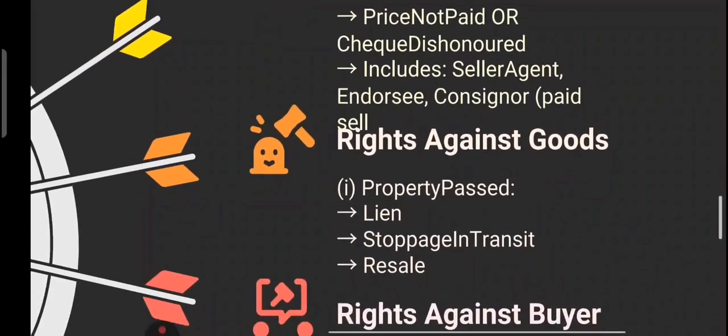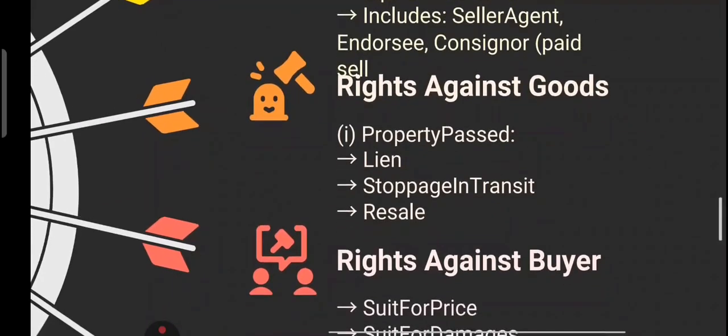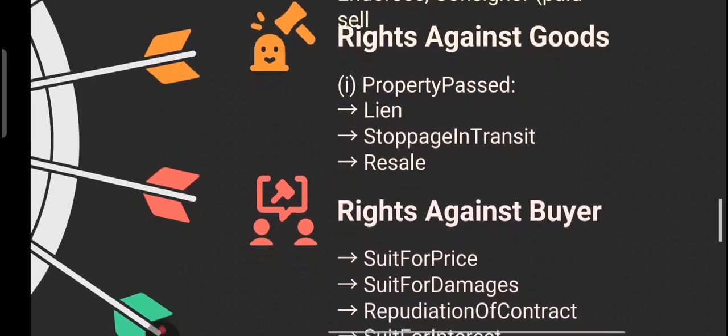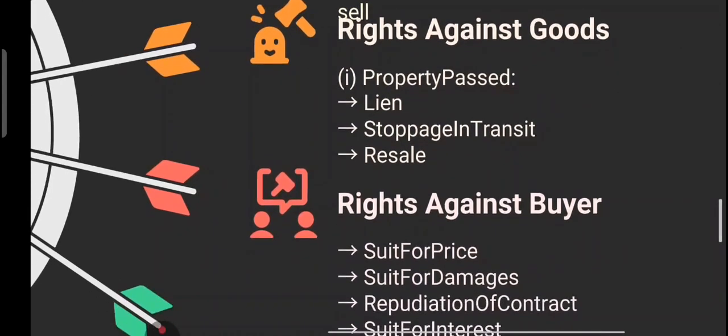Then we have rights against the goods. The unpaid seller can take certain actions regarding the goods. First of all, lien. If the buyer has not paid, the seller can retain possession of the goods. Stop in transit. If the goods are on their way to the buyer, the seller can stop them before they reach the buyer. The seller can also resell the goods if the buyer has not paid. So these are the actions that the seller can take against the goods.